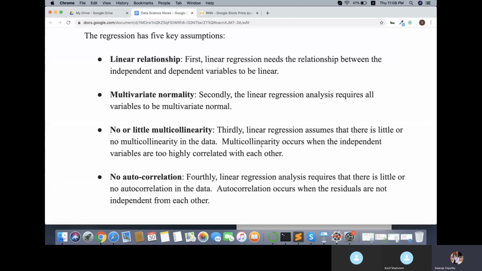Now suppose your residuals are the errors. If you are getting similar types of values in the errors, that means there is autocorrelation. So we assume that there is no autocorrelation in our data set. Autocorrelation should not be there. So that is what we assume. Here, this is the fourth one.